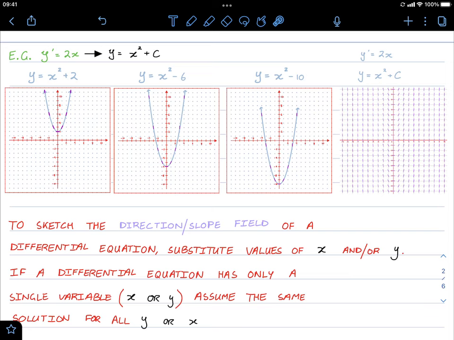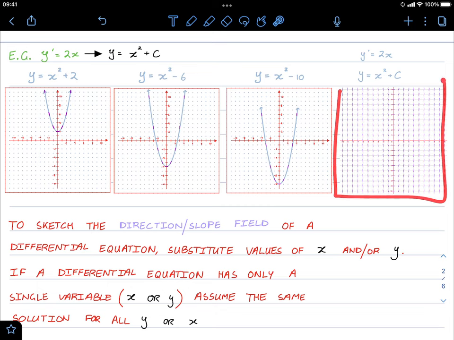Hello class, this is a continuation of direction or slope fields. In this video, we'll be looking and learning how to sketch slope fields. So previously we saw that the solution to differential equations has a plus c, and because of this, we cannot sketch an exact sketch of the original function.